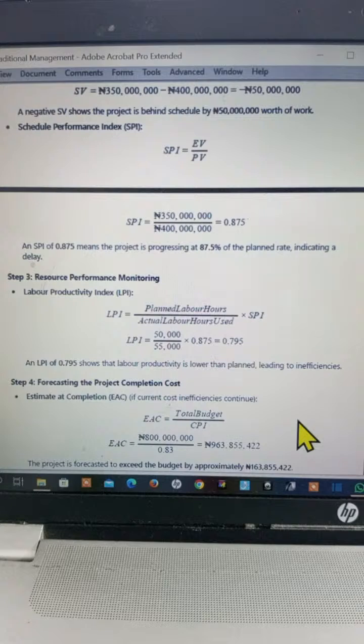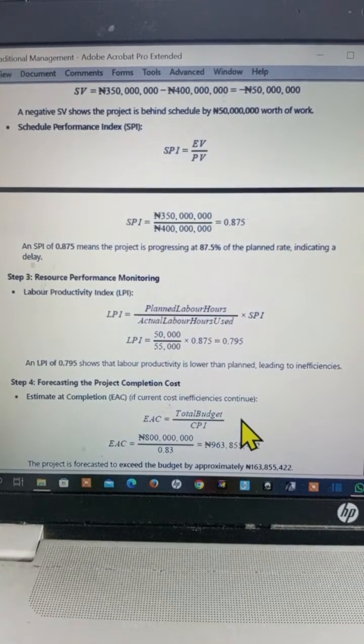Okay, for this case, EAC being estimate at completion, if your inefficiencies continue, means that we are going to look at our total budget over the cost performance index. We had the initial budget for the project to be 800 million, and we have done an analysis at a certain stage of the project and seeing the cost performance index, the way it is going, that it is 0.83, and you don't need to wait for the project to end, but you want to sit up and say, if the project continues in the way it is going, the EAC will be equal to the overall cost divided by your cost performance index. In this case, we'll have 963,855,422, whatever unit you want to use, whether it is NGN or USD.